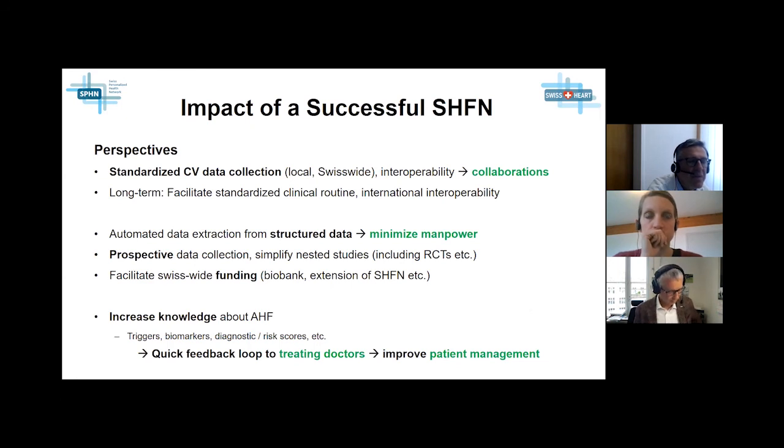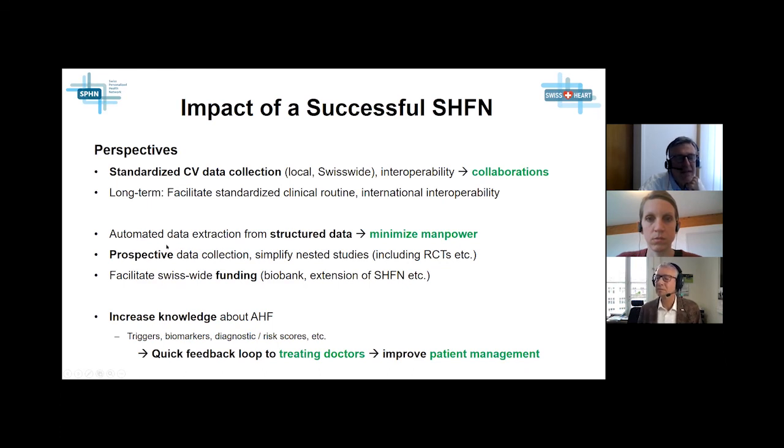Now, what is the impact of a successful SwissHEART for the network? We are very appealed by the perspectives. We think we have the tools for a standardized cardiovascular data collection, local and Swiss-wide. Given its interoperability, that should be a good stage for collaborations. Long term, we also think that it may facilitate a standardized routine and foster international interoperability as well.